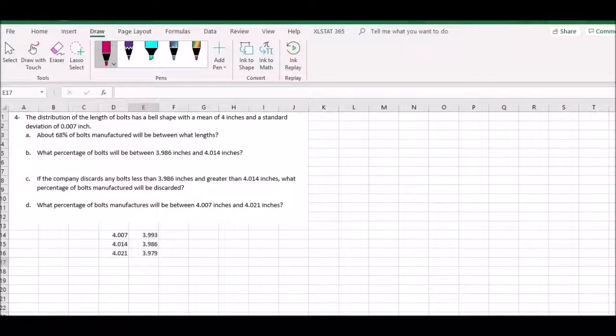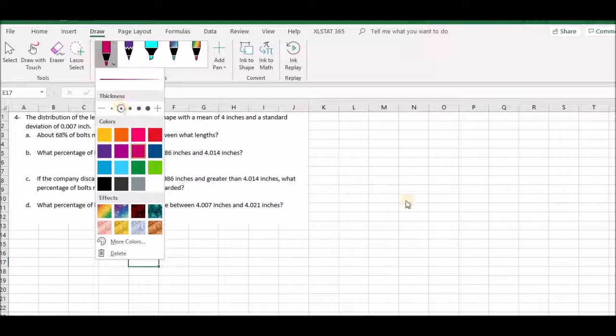Hello students, here is another example about the empirical rule. The question says the distribution of length of bolts has a bell shape with a mean of 4 inches and a standard deviation of 0.007 inch.